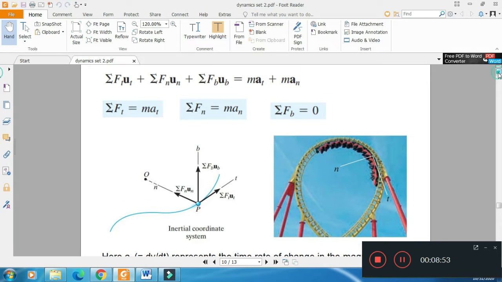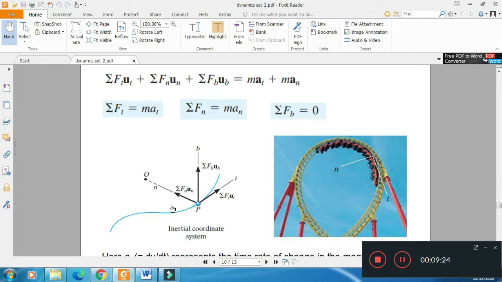Acceleration will have two components, at and an. Because there is no motion in the binormal direction, there will be no term for the binormal direction for the kinematic parameters. When we compare the two equations, we get the three component equations: summation Ft equal to mat, summation Fn equal to man, and summation Fb equal to 0.